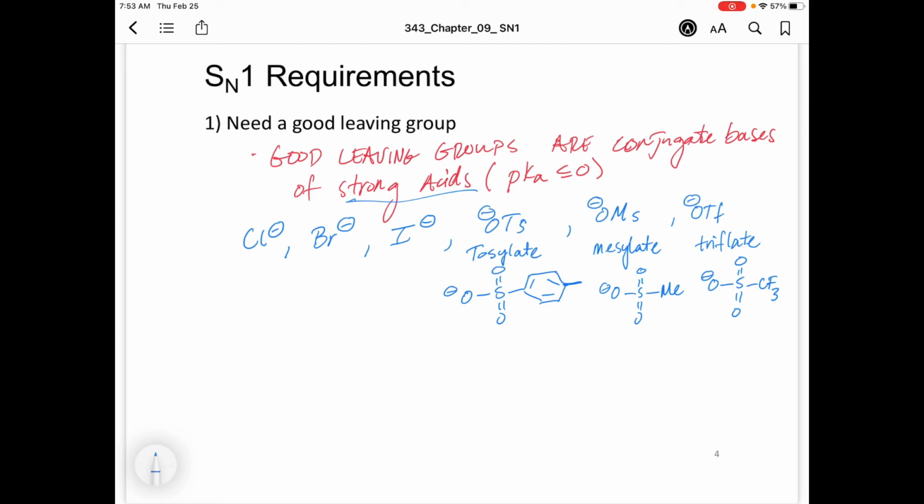Now, two other leaving groups that are also really great are the following. You can have water as a good leaving group or an alcohol as a good leaving group. However, I just want to caution you, I'm not talking about, let's say if we have tert-butanol, I'm not talking about this leaving.